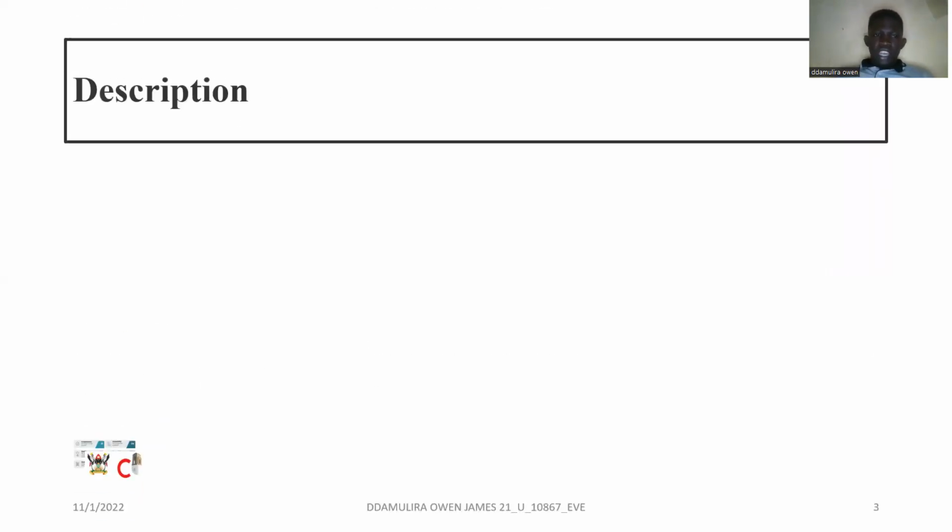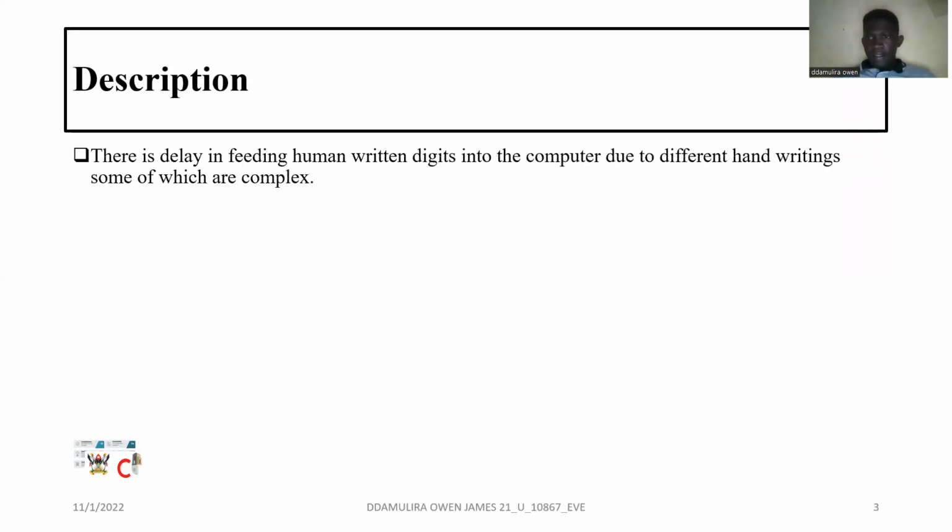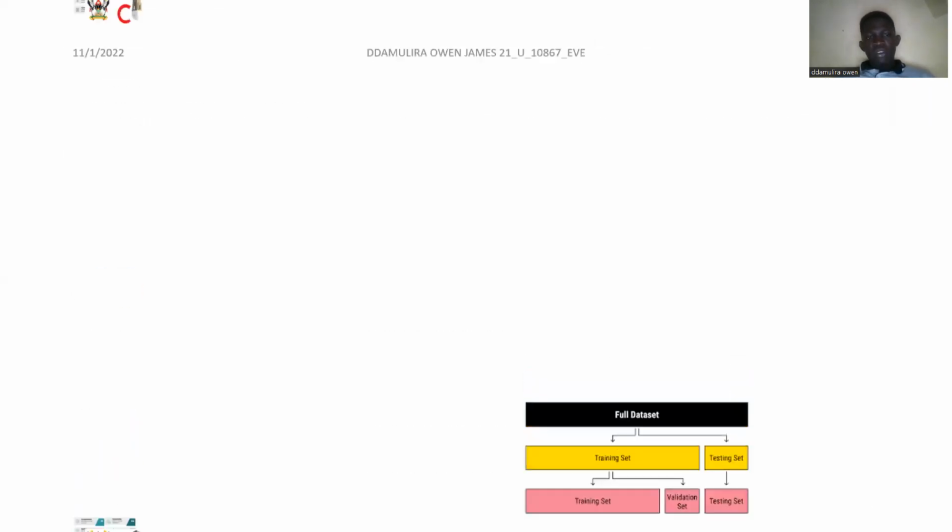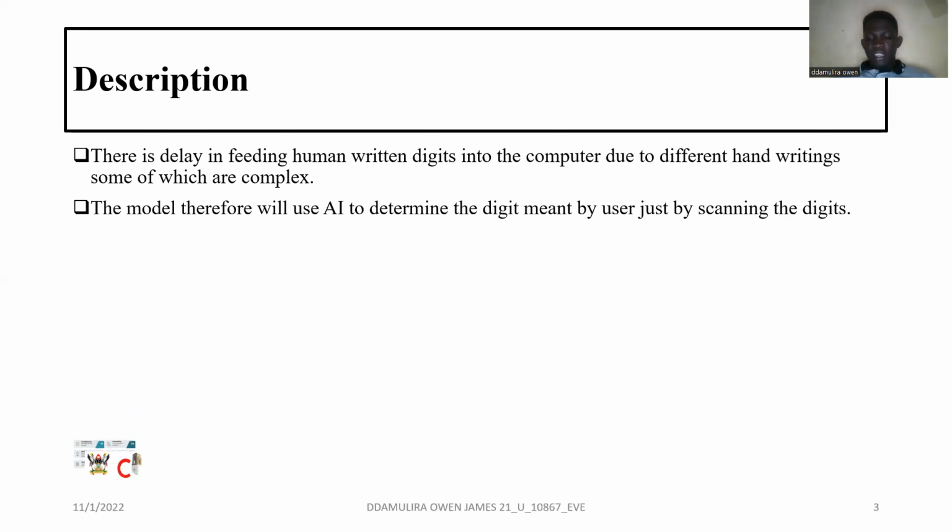Then I come to the description. What problem am I tackling? Some of you, when you go to Nira, face challenges of entering your data into the computer because of different handwriting. Some handwritings are very complex to understand. So this causes delay in the line, and sometimes there's inefficiency in accomplishing the task of registering all people that come that day. So this model enables us to recognize every character very easily within a very short period of time. So we shall be using an AI to read the ticket made by the user by scanning the ticket.